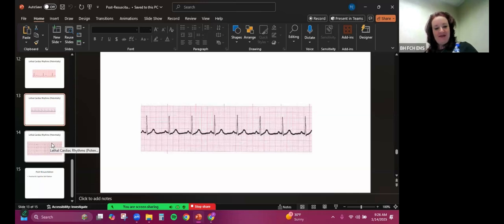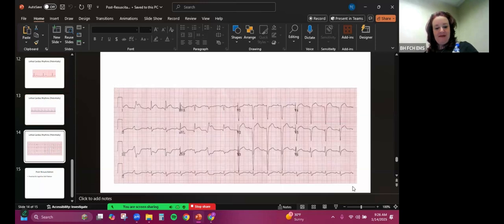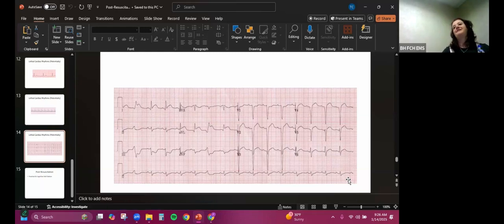All right. Here's your 12 lead because you got a stable rhythm, right? Oh, there's your STEMI. What makes it a STEMI? Where's it at? I don't like that look.